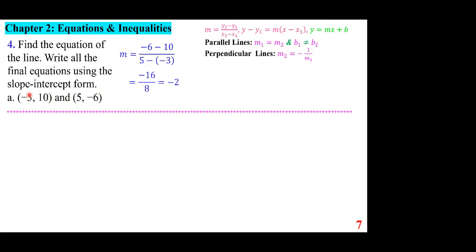Now all you have to do is use one of them. And y minus y1 equals m times x minus x sub 1 to come up with the equation of a line. So again, we're going to use only one pair. Let's say I'm going to use this one. So y minus 10 equals m, we found it to be negative 2, x minus negative 3, which makes it x plus 3.